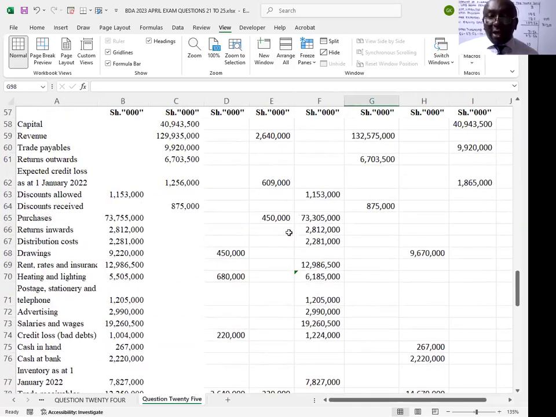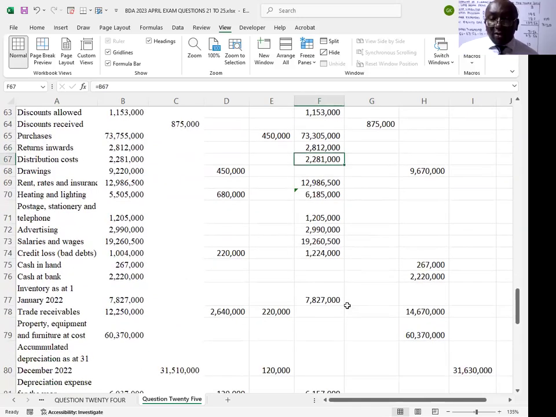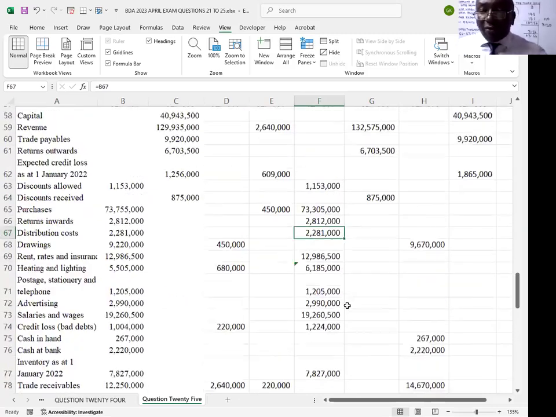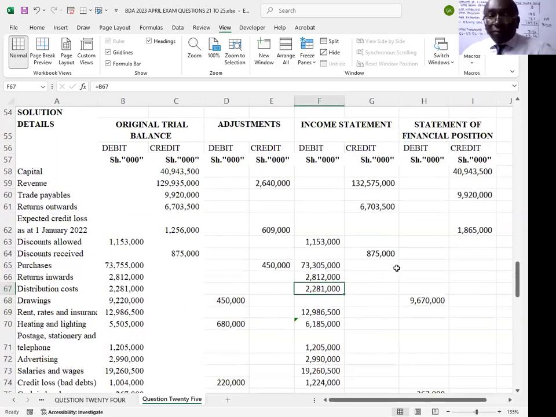So James, make sure you have these items, especially these ones with 2 million. These returns inwards, the distribution. Which other one has 2 million? Those bills. Check whether you have the two. James, most likely one of these two. So good. If you have identified, then that's good.